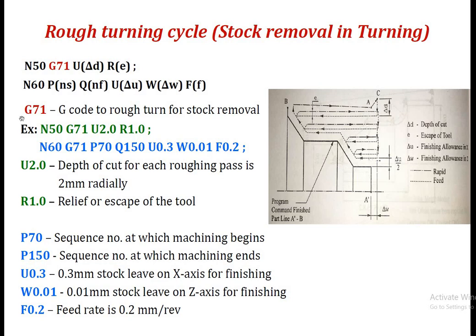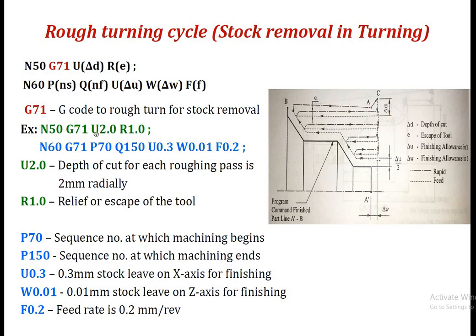So first thing is what? G71. G71 is the G code, or the preparatory function, used for the rough turning cycle. Now we'll try to understand how to write down this rough turning cycle. The first block for this cycle is this one, in green color. N50, obviously N is the sequence number. 50, this number I have chosen randomly. Next, G71, obviously the rough turning cycle.